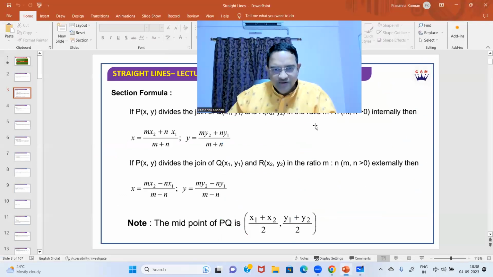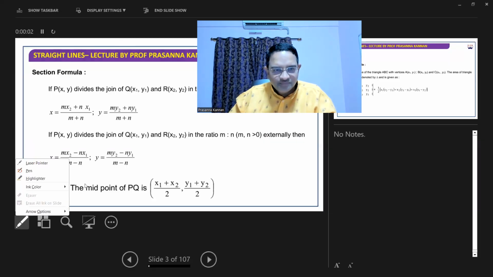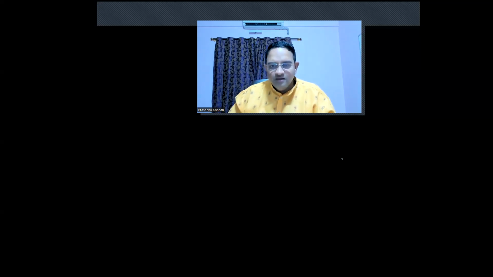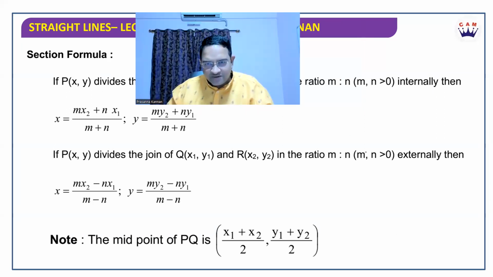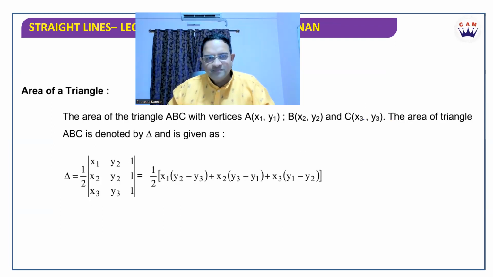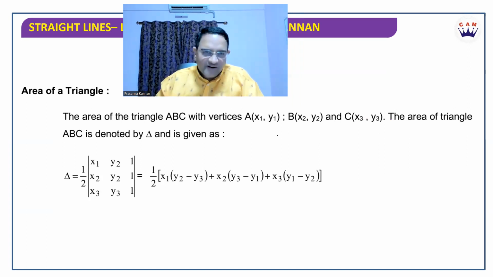So let's move on to the next thing. The midpoint formula is just when m and n are both 1. All right. So let's now move to the next part. Okay, then the next thing is finding the area of the triangle. If I give you 3 vertices, 3 points in the plane which represent vertices of a triangle, then we will be able to find the area of the triangle.